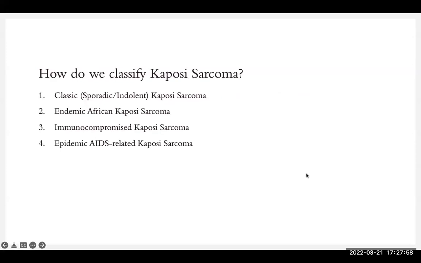Okay, so when you're classifying them, there are these 4 types. We have the classical, you have the endemic, you have the immunocompromised, and then you have the epidemic. So most of the time, we never used to have a lot of Kaposi sarcoma until HIV happened. And then now we ended up with this epidemic one, which is associated with HIV. So when you're talking about the classical one, it tends to affect the individuals in the Mediterranean region, affects mostly men in the middle age.